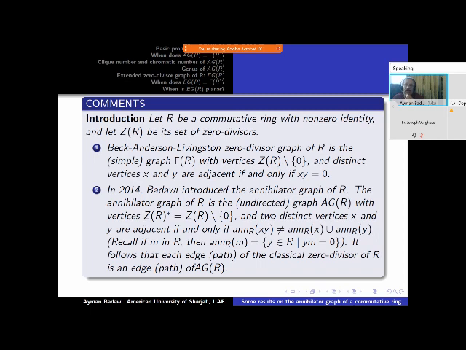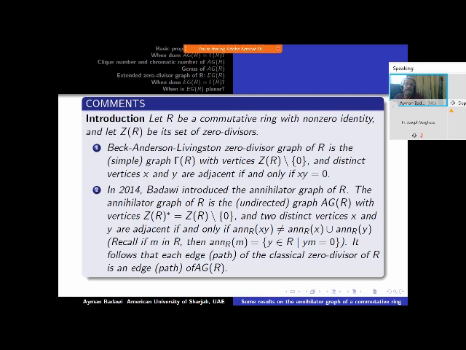In 2014, I introduced the annihilatory graph of R. The same thing: the set of vertices will be the non-zero zero divisors of R. And how do you connect two vertices? They are connected by an edge if and only if the annihilator of xy is not equal to the annihilator of x union the annihilator of y.